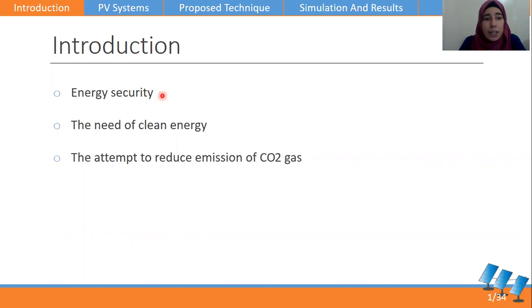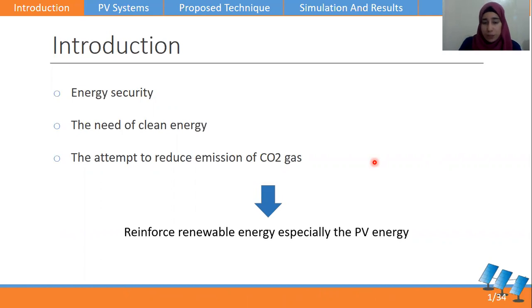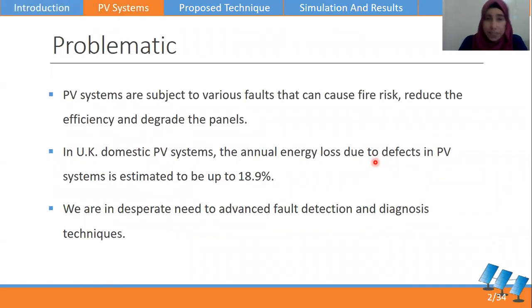Introduction. The energy security, the need for clean energy, and the attempt to reduce emission of CO2 gas all push organizations to reinforce renewable energy, especially PV. While PV systems have many advantages, they are subject to various faults that can cause fire risk, reduce the efficiency, and degrade the panel. In UK domestic PV systems, the annual energy loss due to defects in PV systems is estimated to be up to 18.9%. So we are in desperate need to advance fault detection and diagnosis techniques to detect faults in PV systems, and this is our objective.